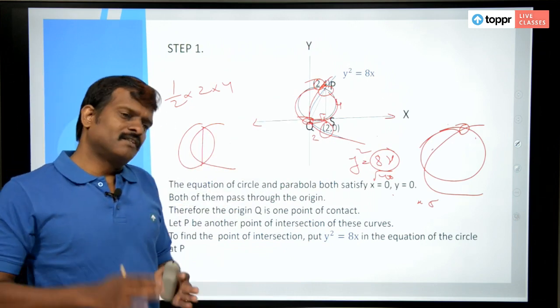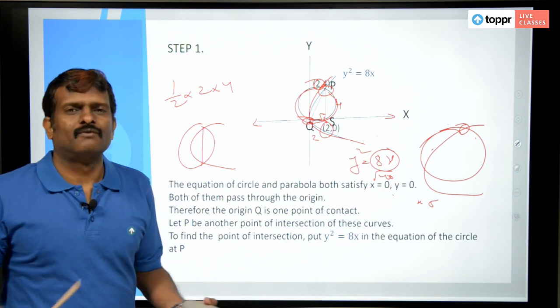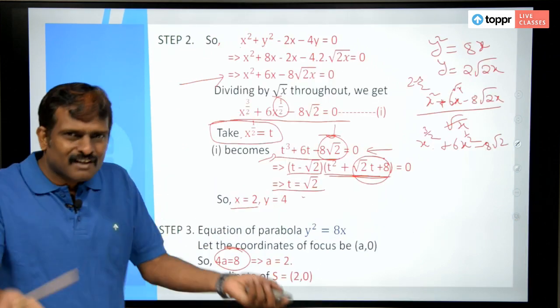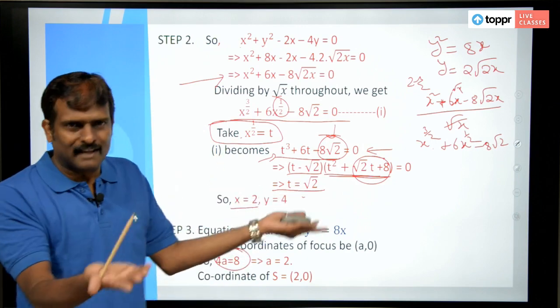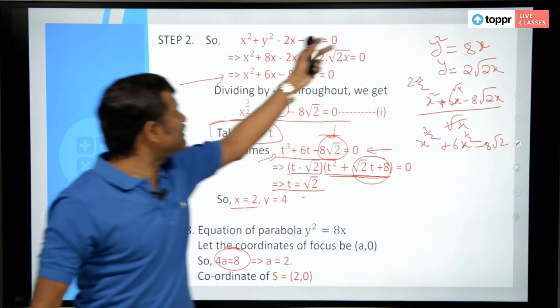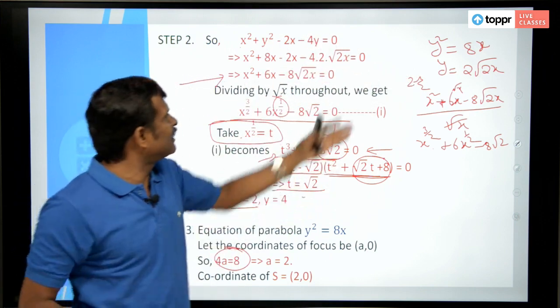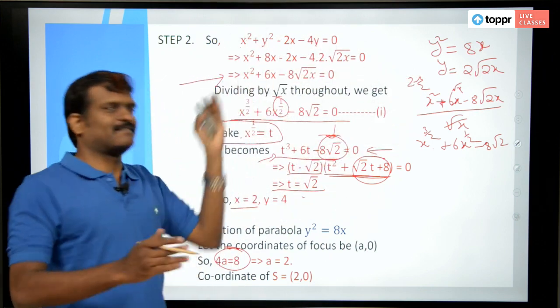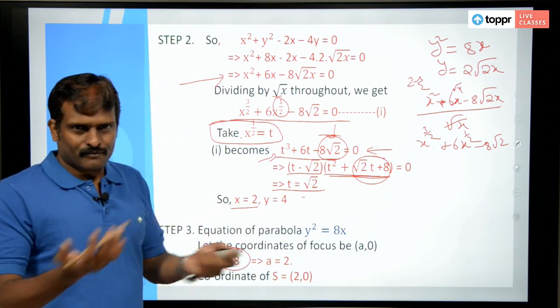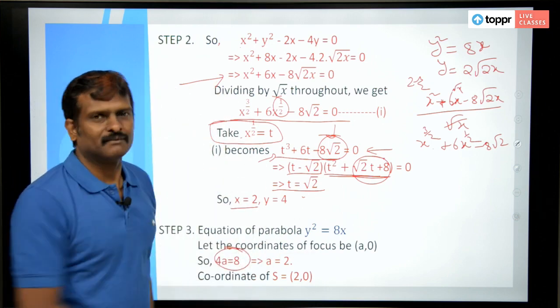Any two equations, if they have a common point, what do we do? We solve those two by equating them. Here also it is not actually substitution, we are equating them. y square is equal to 8x, means I am equating it. That is the reason instead of y square I am putting 8x. They are equal values, that is why we are replacing.